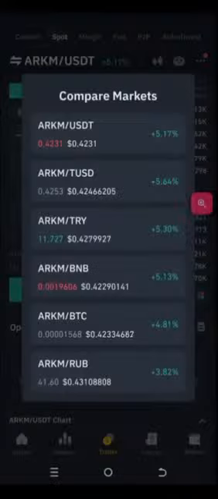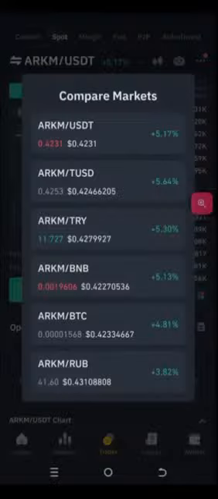So compare market shows you the different markets where each particular coin is listed. And when you ask how do you spot markets to trade on, you can look at the different markets. We have the TUSD, we have USDT, we have BNB, we have BTC. When you find a difference between them, that is where you choose a market to trade with.